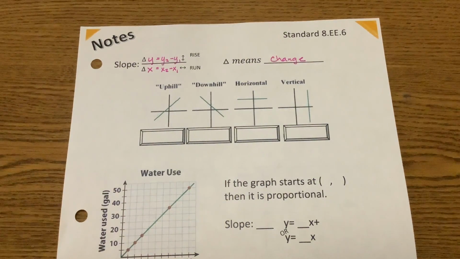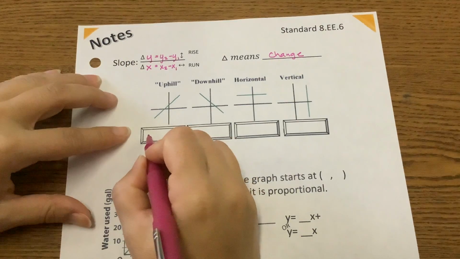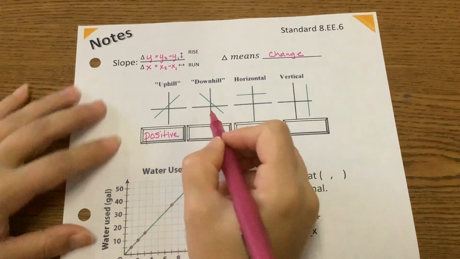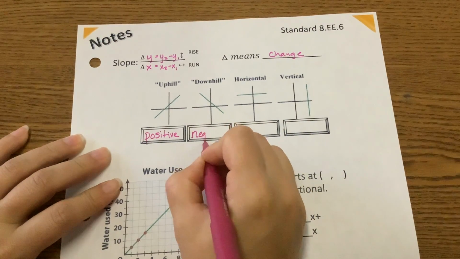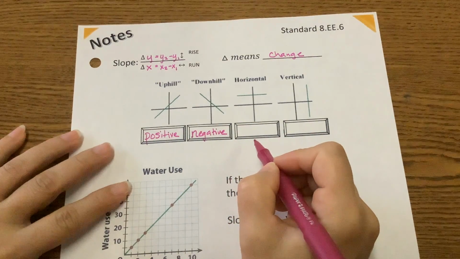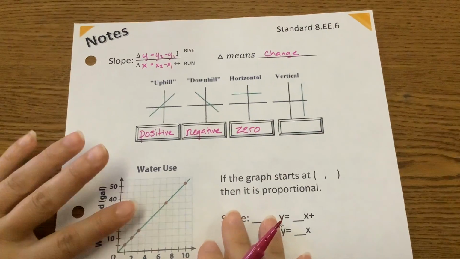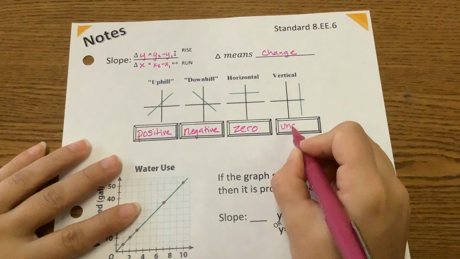Okay, so after watching the slope video, what is uphill? What type of slope is that? Positive. And what is downhill? Nice, negative. And whenever you got to the horizontal part? Zero. And vertical? Undefined.